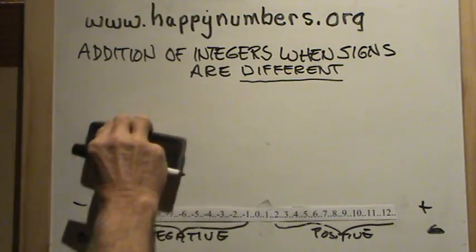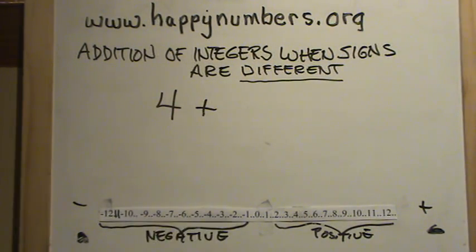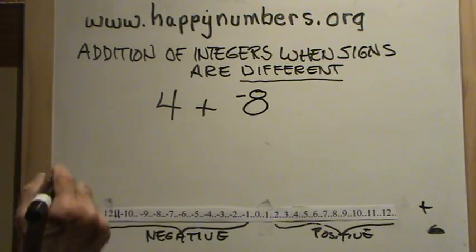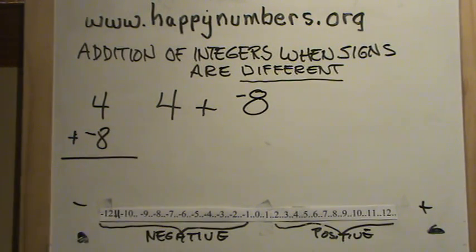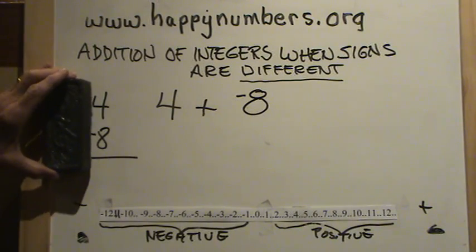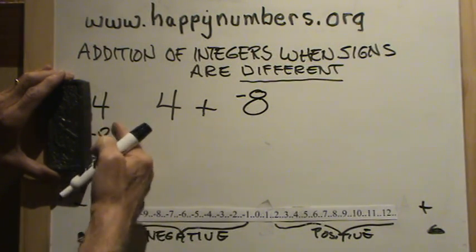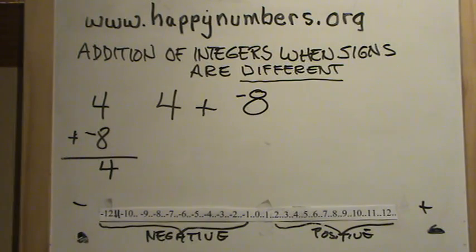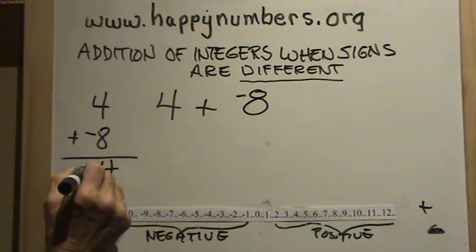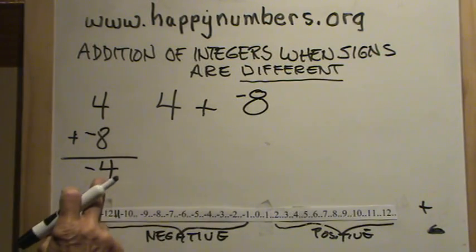Let's put up another problem here. Let's have 4 plus a negative 8. Now sometimes the problem may be written like that, and you can just rewrite it: 4 plus a negative 8. Okay, now we ignore the signs. Now this is the smaller number, 4, and this is the larger number. So we take the smaller number away from the larger number. So we have 8, and we're going to take 4 away. Well, that gives us 4. And we use the sign of the larger number. Well, 8 was the larger number and the sign was negative. So it's a negative 4. So a positive 4 plus a negative 8 gives us a negative 4.